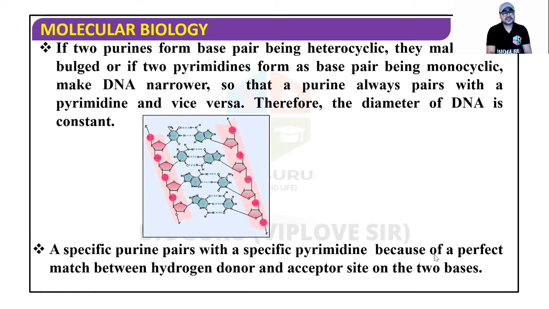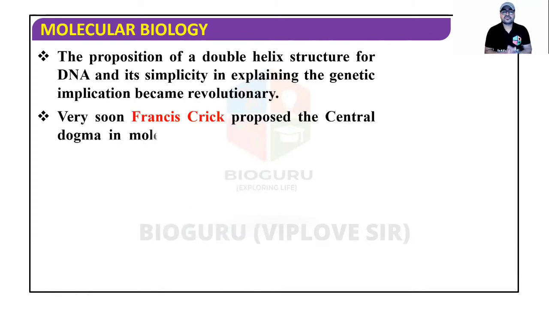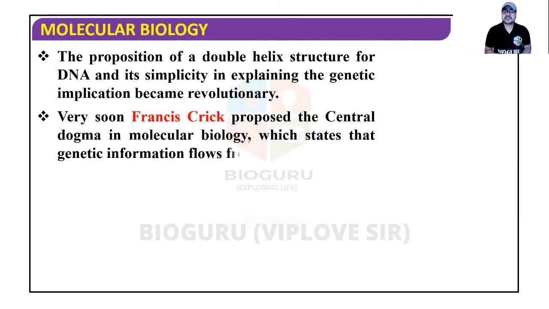A के साथ T, T के साथ A, G के साथ C, and C के साथ G पेयर करेगा, because of a perfect match between hydrogen donor and acceptor sites on the two bases. So, the proposition of a double helix structure for DNA and its simplicity in explaining the genetic implications became revolutionary.